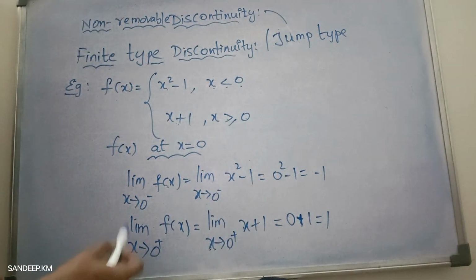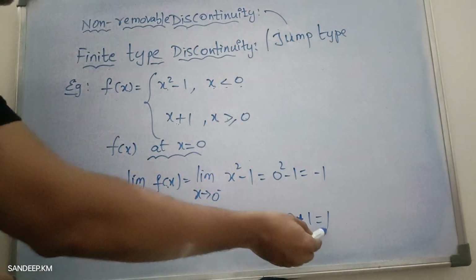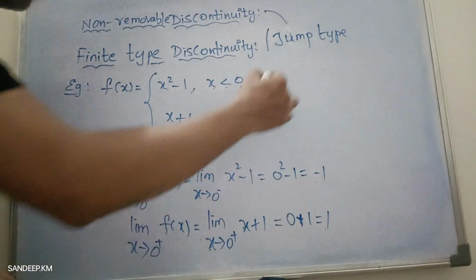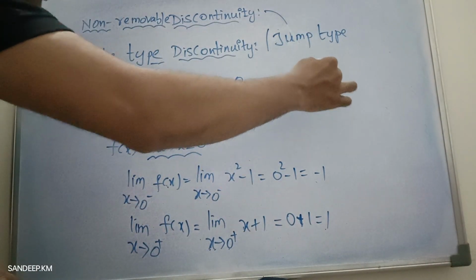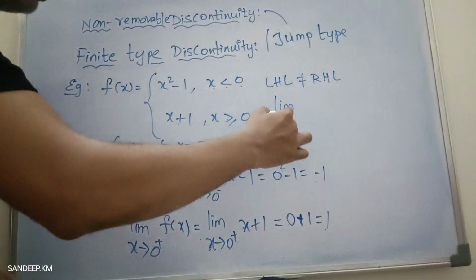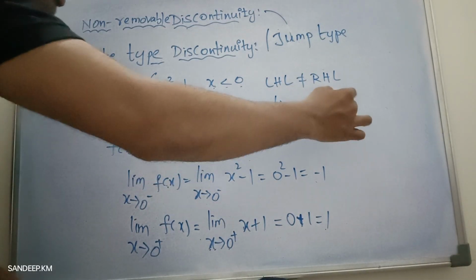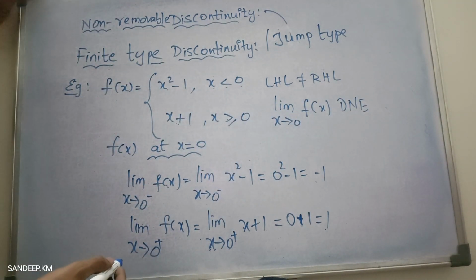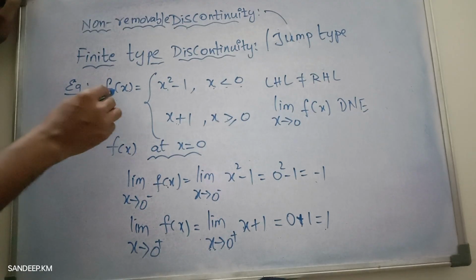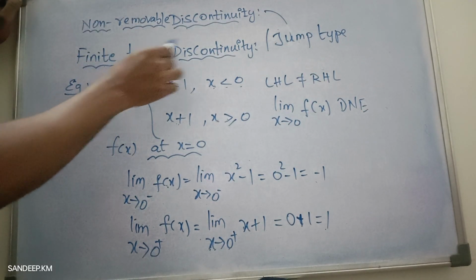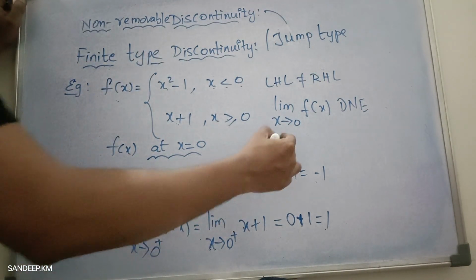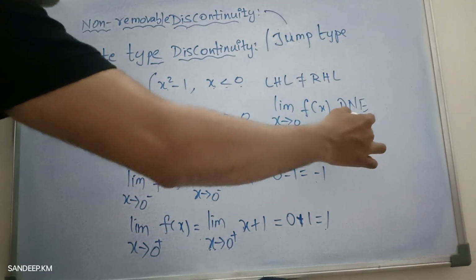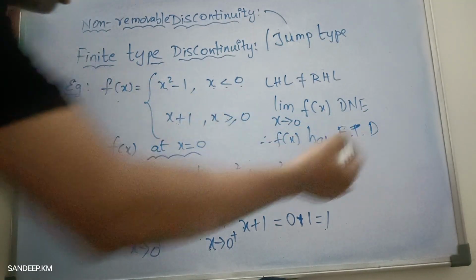What did you observe? The left hand limit is minus 1 and the right hand limit is plus 1. Both are finite values, but they are not equal to each other. So in this case, left hand limit is not equal to right hand limit. Therefore, limit x approaches 0, f of x does not exist. So what do we say? Therefore, the function f of x has finite type discontinuity at x equal to 0. So the conclusion is f of x has finite type discontinuity. I'm just writing it in short form.